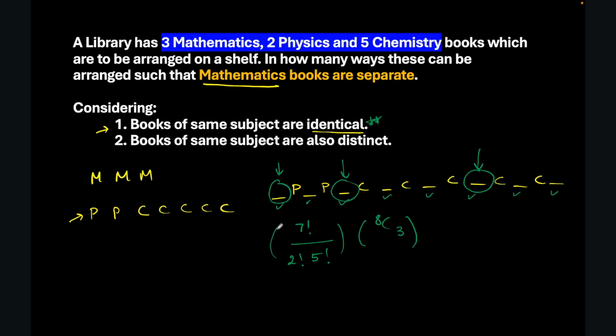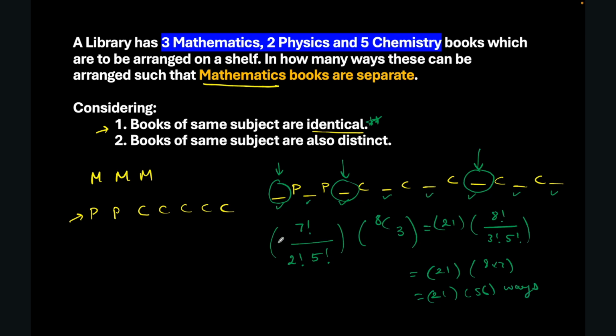So what's going to be my final answer? 7 factorial by 2 factorial by 5 factorial. That comes out to be 7 times 6, which is 42, divided by 2, which is 21, and then I have my 8 factorial by 3 factorial by 5 factorial, which comes out to be 21 times 8 times 7 times 6. So 8 times 7 is 56, because this is going to cancel out. So I'm left with 21 times 56 ways.